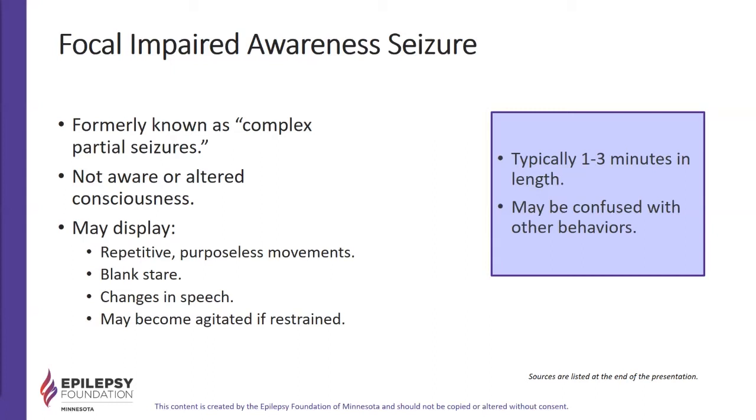They may start to change up their speech, so they may start to repeat something. They may say something that doesn't make sense for the moment, the situation that they're in during this type of seizure. And then because they are going to be unaware during this type of seizure, they may become agitated. If we try to restrain them, their fight or flight response will be activated. And so if someone is having this type of seizure, we don't want to try and grab them or restrain them because they may strike out, lash out, and hurt themselves or the person trying to help them out. These should typically last 1 to 3 minutes in length.